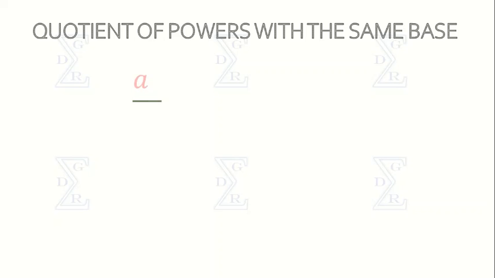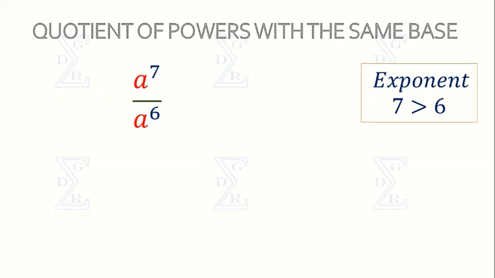Suppose we divide a raised to the power of 7 by a raised to the power of 6. If we compare the exponents, 7 is greater than 6, so we write the result in the numerator only. Here, a is a common base, so in the result, a is the base, and we subtract 6 from 7. We get the result, that is, a, or a raised to the power of 1.